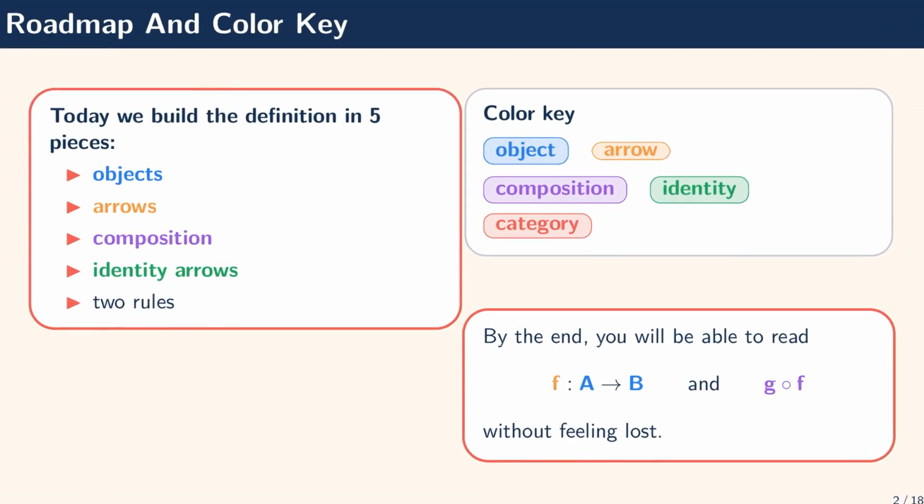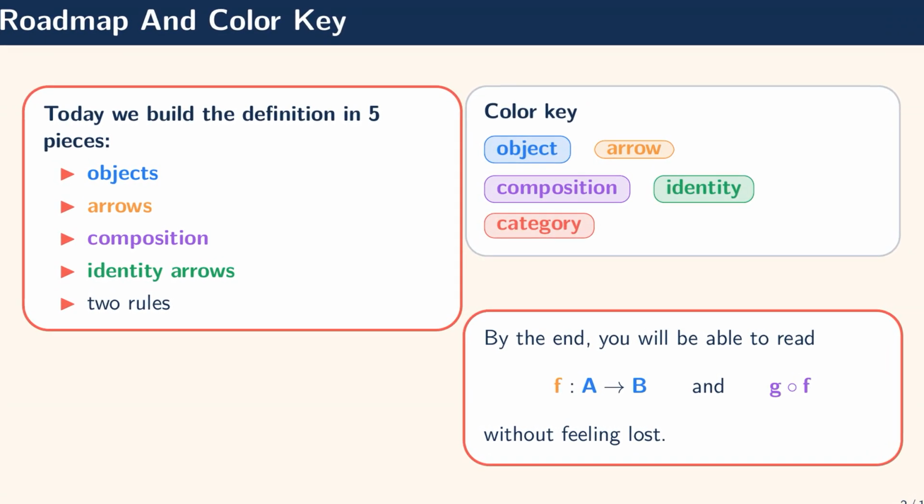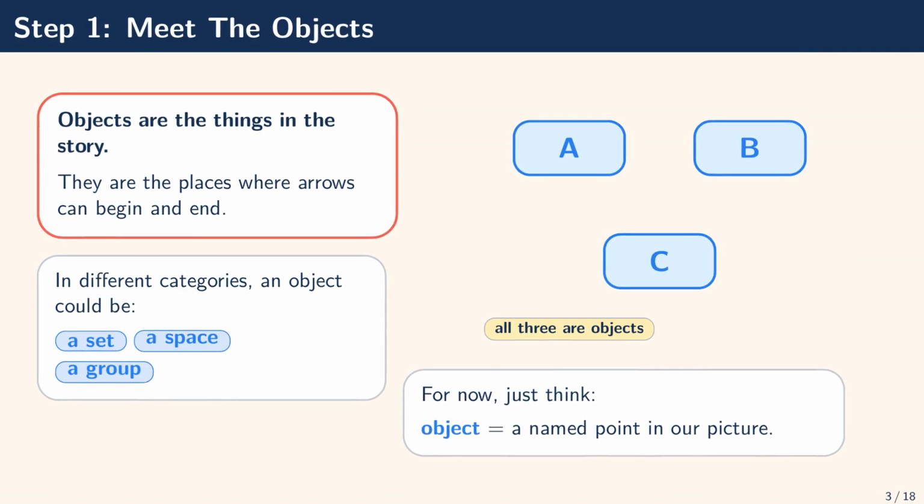We will build the definition in 5 pieces: objects, arrows, composition, identity arrows, and the 2 rules that make everything fit together. By the end, expressions like F from A to B and G composed with F should feel much more readable. Step 1 is objects.